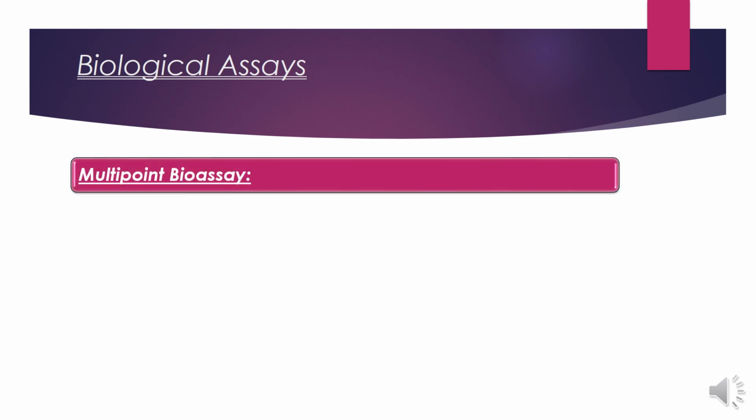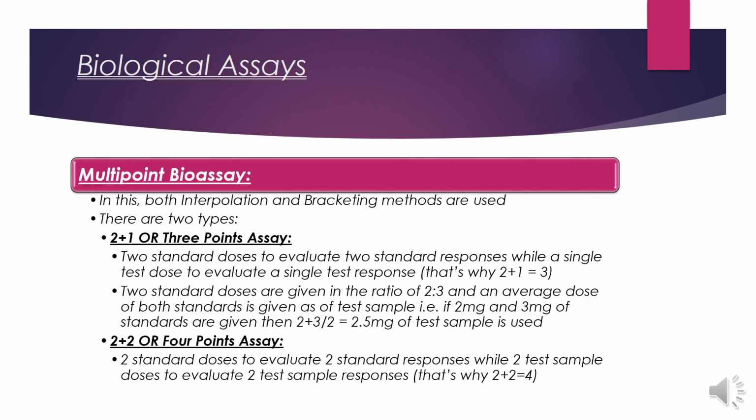Next method is the multiple point bioassays, which may involve both interpolation and bracketing methods. Multiple point bioassays are again of two types. One is the 2 plus 1 or 3 point assay. The second is the 2 plus 2 or 4 point assay. In the 2 plus 1 or 3 point assay, two standard doses are used to evaluate two standard responses, while a single test dose is used to evaluate a single test response.